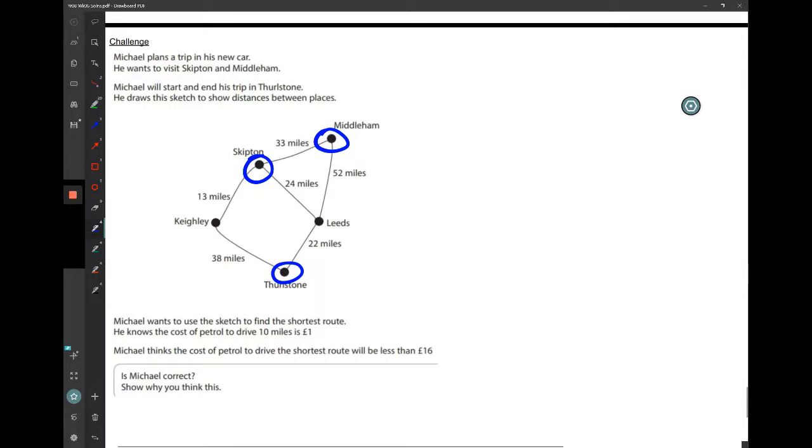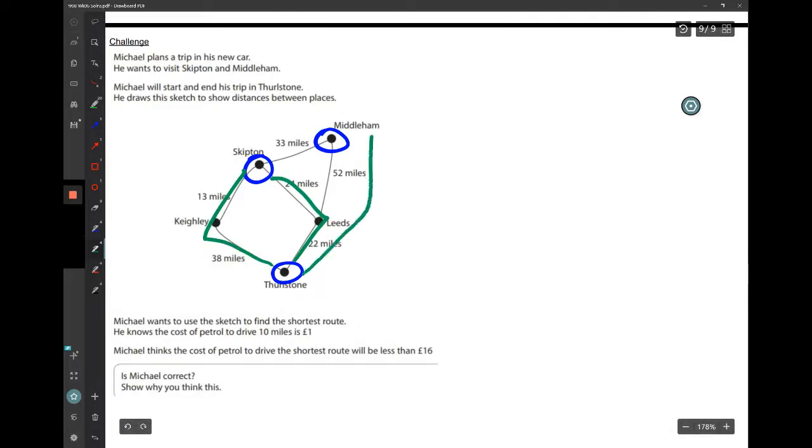So to get to both places and back, there's a range of possibilities here. So there's lots of possibilities here. We're going to get to Skipton first. So what he could do is, you could go this way, you could go that way, you could also go that way, but that's probably going to be longer. And we're going to have to do a little bit of trial and error here.